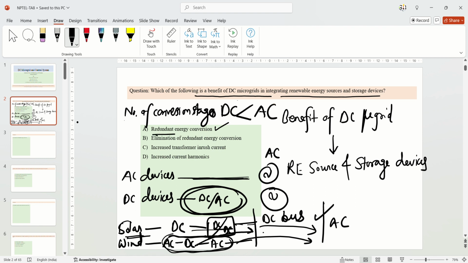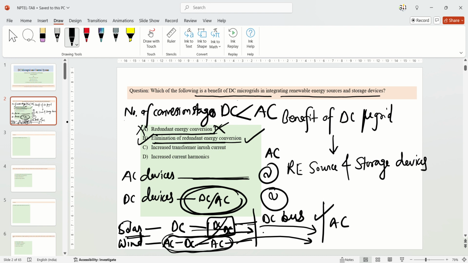So this is not a redundant energy conversion, and that is the good thing for the DC microgrid. It's actually an elimination of the redundant energy conversion. If you see the answer, redundant energy conversion is not the option because it's an elimination, since you are not going through the DC to AC conversion stage. You are connecting DC generating sources directly to the DC bus. So the B option is correct.